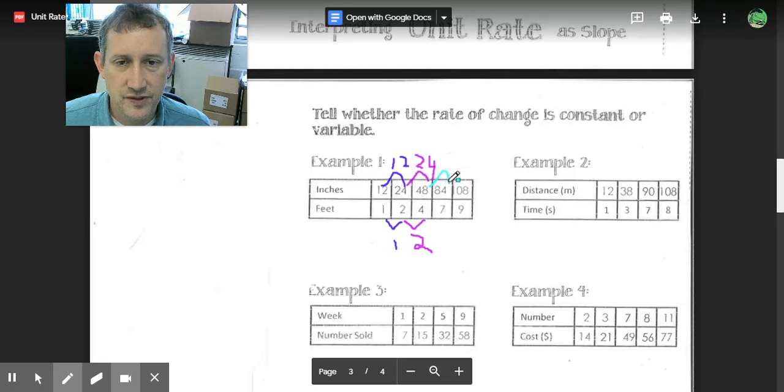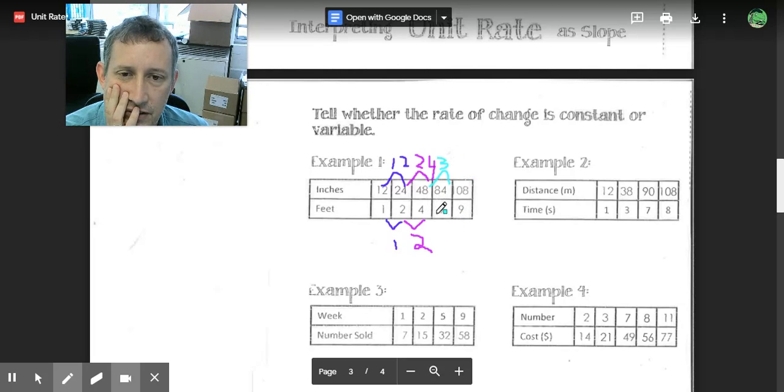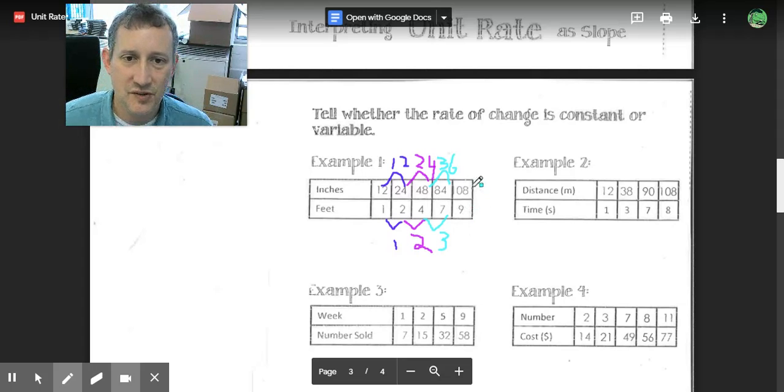48 to 84. What's 84 minus 48? That's going to give us 36, yeah, 36. And then going from 4 to 7 is 3. But 36 divided by 3 is also 12. 12 divided by 1 is 12. 24 divided by 2 is 12. 36 divided by 3 is 12. It's looking pretty good so far.